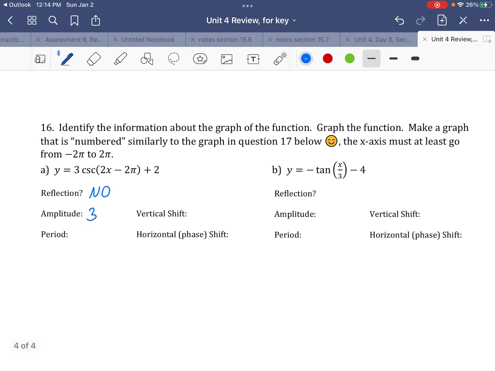Amplitude 3. The period I would say is 2 pi over this 2 right here, so the period is pi. And to see everything nicely, we need to factor this out. If I take out a 2, that would be x minus pi. So that lets me know that my horizontal shift is to the right by pi. My vertical shift is up 2.